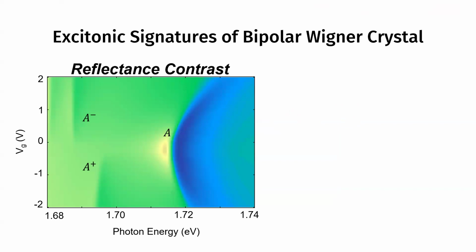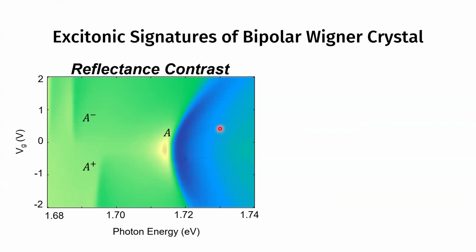And now here I show a reflection contrast map that we took of our monolayer WSe2 device at 35 Kelvin and with 0 magnetic field. This reflection contrast map is a function of collected photon energy and gate voltage, where positive voltage indicates electron injection and a negative voltage indicates hole injection.